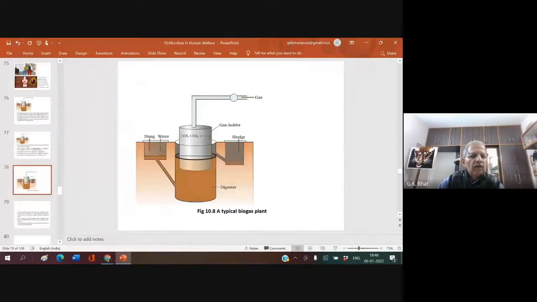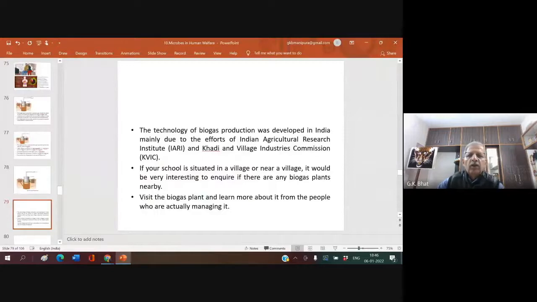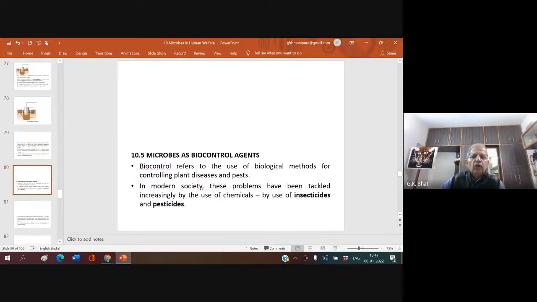Now, the technology of biogas production was developed in India mainly due to the efforts of the Indian Agriculture Research Institute, IARI, and the Khadi and Village Industries Commission, KVIC. Important to remember. If your school is situated in a village, make it a point to see how it works. Right? Now, microbes as biocontrol agents.